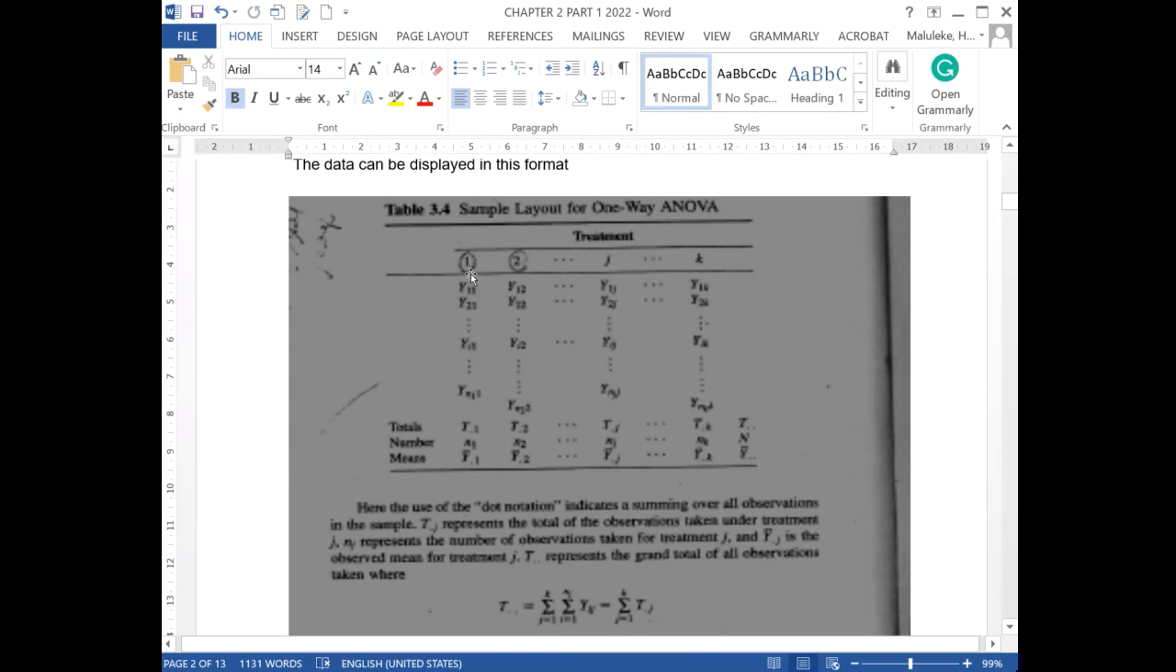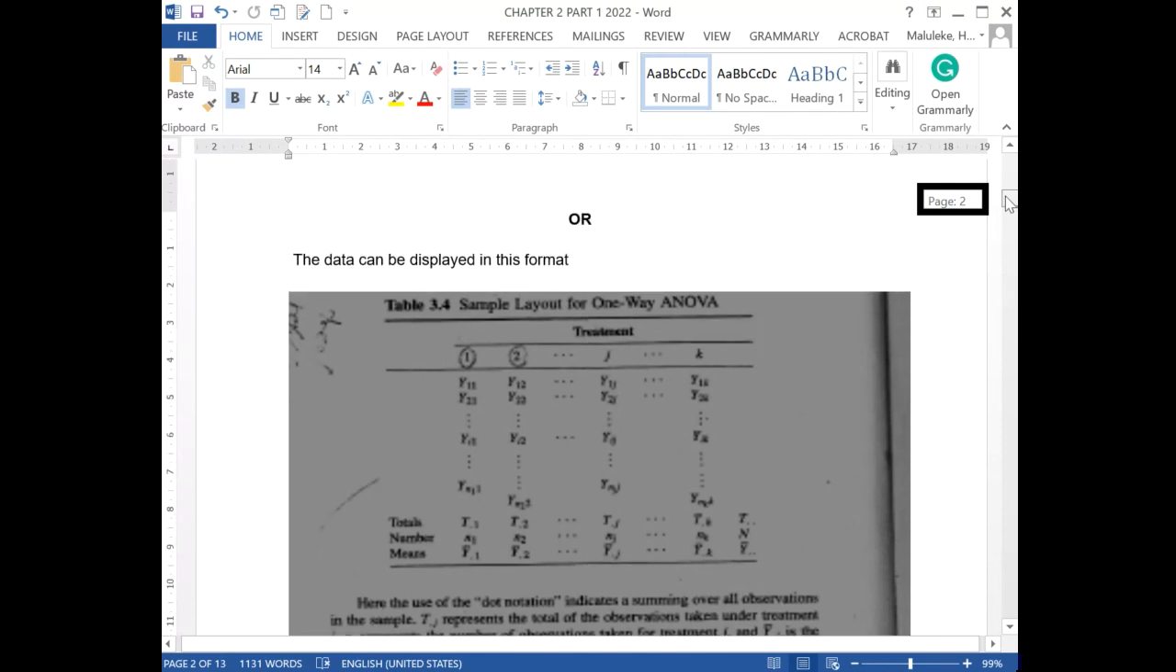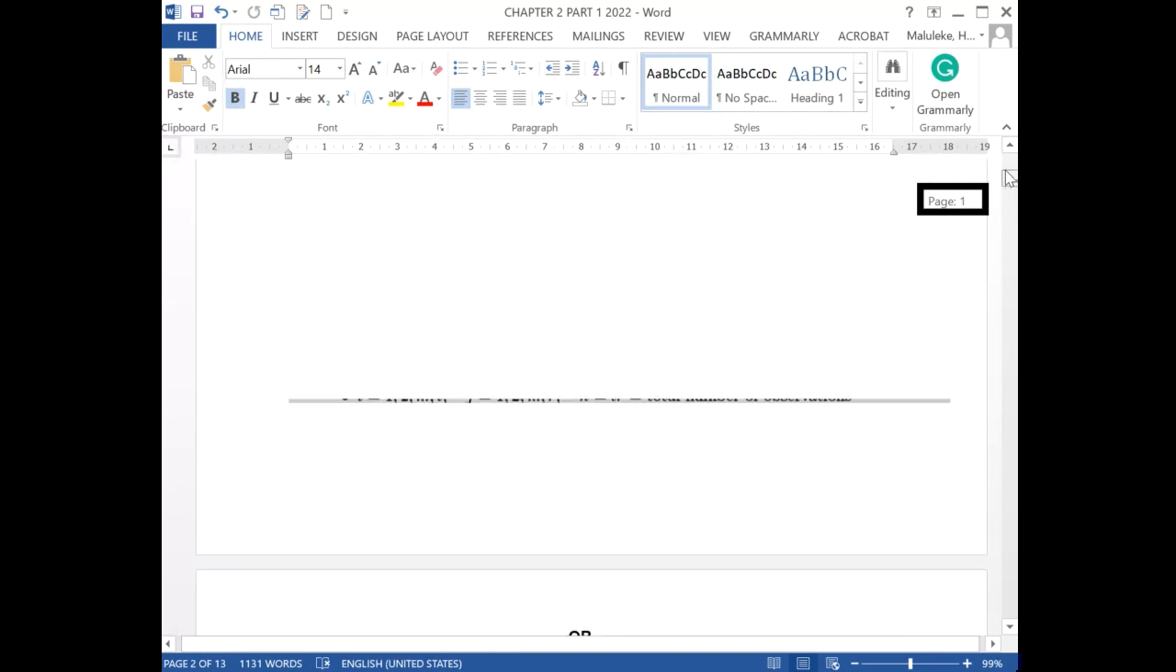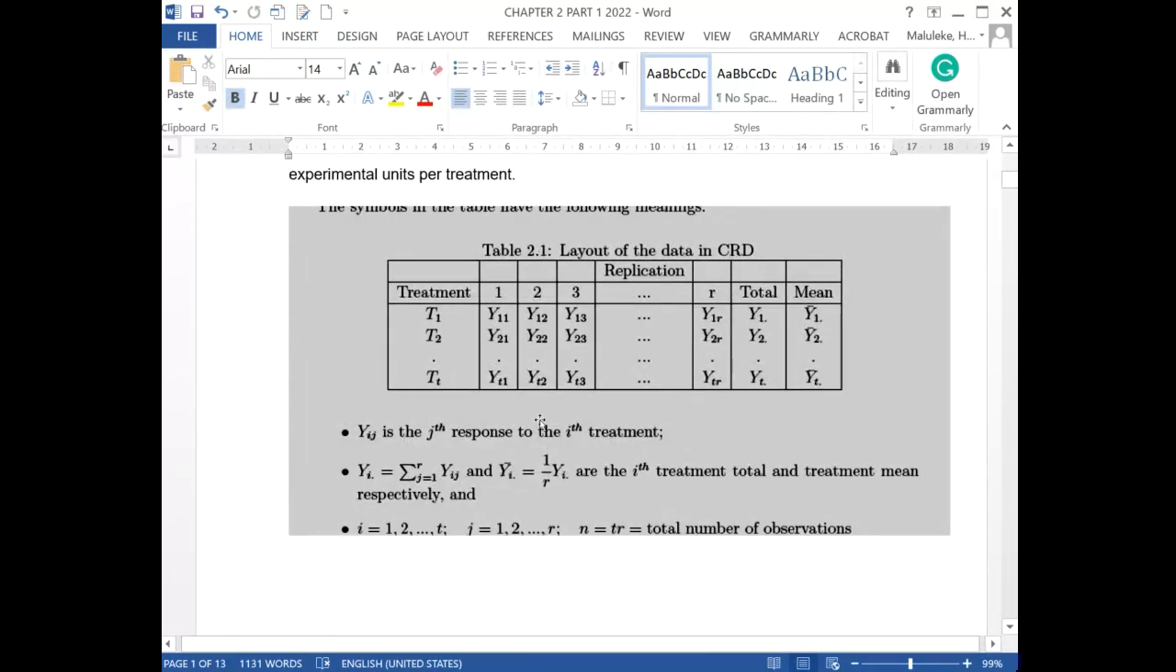So you cannot say Yij where j is the response to the ith treatment, because now for this layout, j is the one which is going with the treatment, isn't it? Not i. So be careful when you are given the layout. You will also see it in the tutorials. In my tutorials, I made sure that one of the questions goes with this layout.